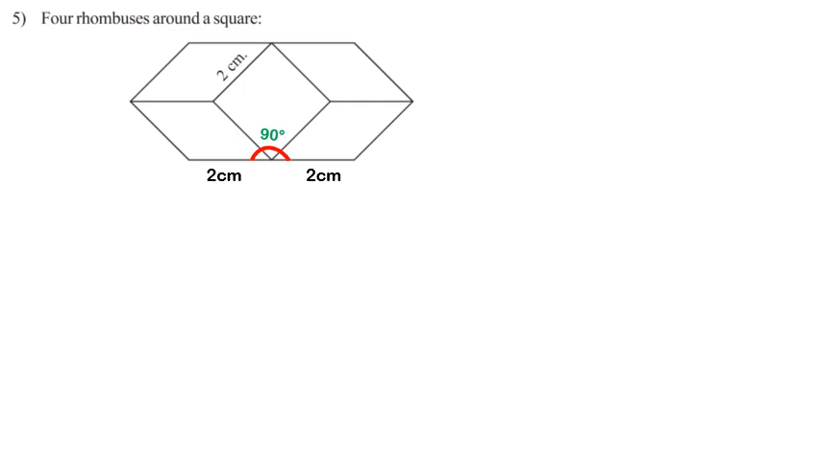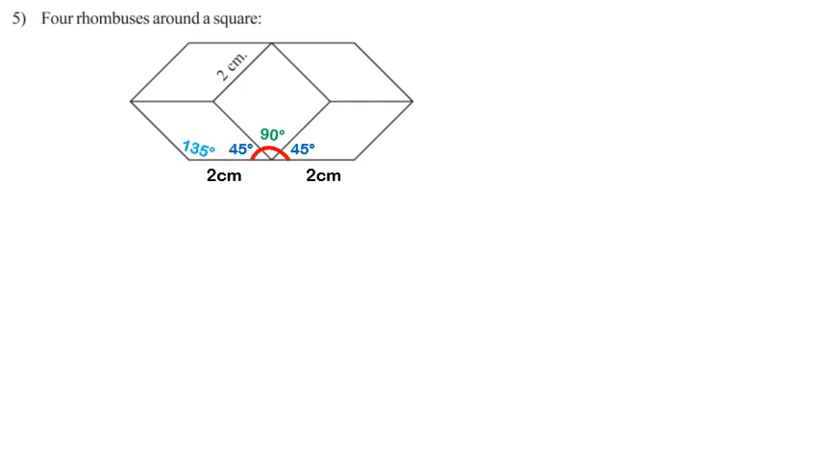Then two equal angles means 90 by 2, that is 45 degrees each. Then what will be the adjacent angle of the rhombuses? Yes, we know the sum of adjacent angles of a rhombus is 180 degrees. So 180 minus 45 is equal to 135 degrees.